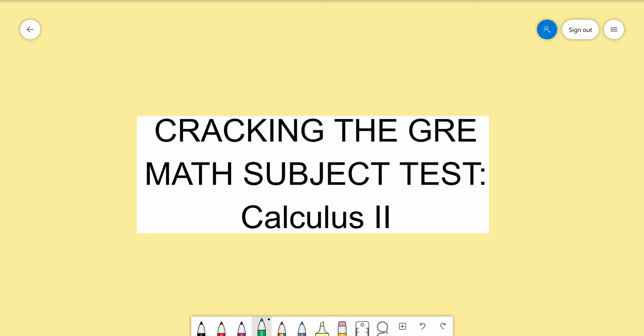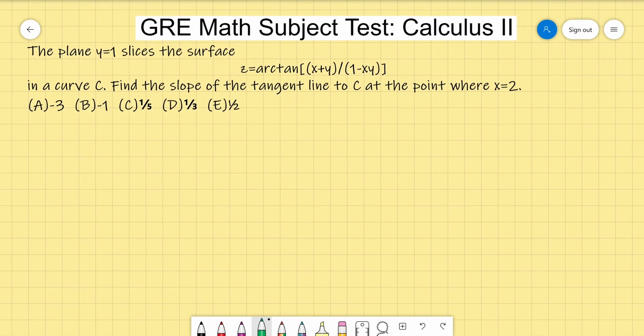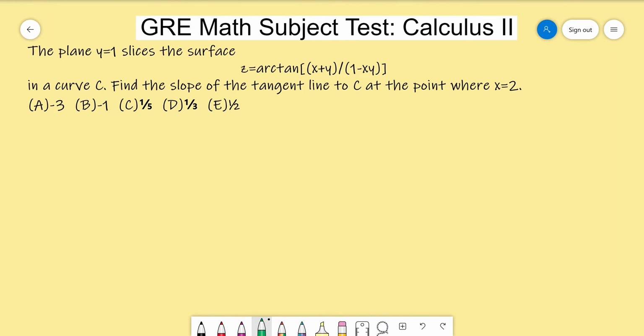This is Calculus 2. We're on question number 12. In this question, we're told that this surface, defined by z equals arctangent of (x plus y) over (1 minus xy), slices the plane y equals 1, and where they intersect, that forms a curve C. And then we're asked to find the slope of the tangent line, i.e. the derivative, to C at the point where x equals 2.